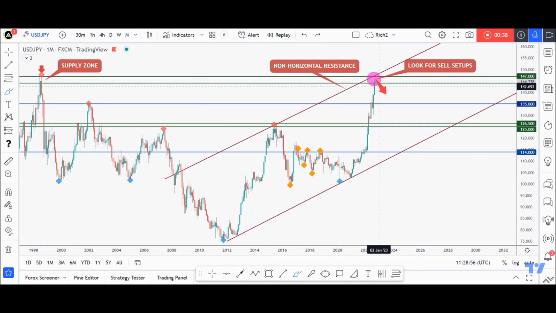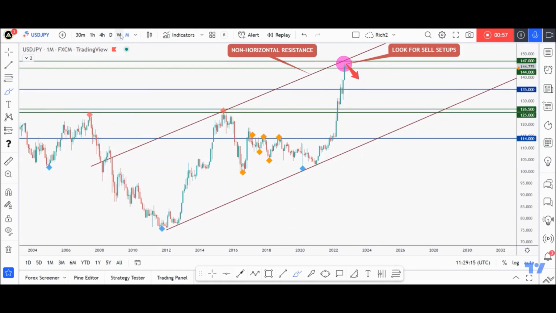That's why this zone is a very strong area to look for sell setups, as it's the intersection of a horizontal and a non-horizontal resistance. Of course, meanwhile, we'll be looking for sell setups unless we have an aggressive candle close above it. In this case, further movement higher to the 160 would be expected. But for now, let's take it step by step.